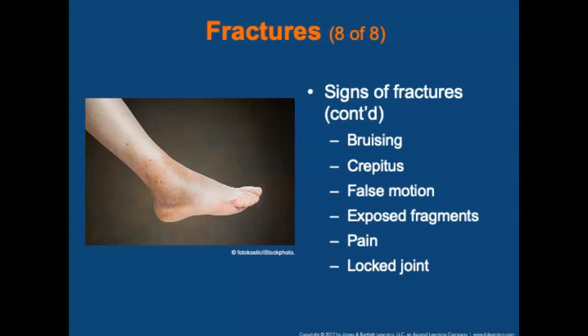Crepitus is a grating or grinding sensation, which can be felt, and sometimes even heard, when fractured bone ends rub together. And is there false motion? That's motion at a point in the limb where there is no joint. Are there exposed fragments? In an open fracture, bone ends may protrude through the skin or may be visible within the wound. Never attempt to push the end of a protruding bone back into place. Is there a locked joint? A joint that is locked into position is difficult and painful to move.